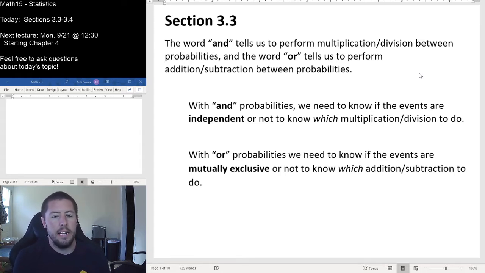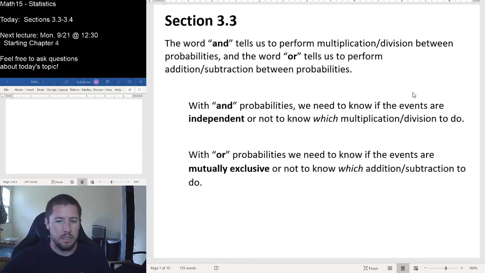When we discuss these and probabilities, we need to know if the events are independent or not to understand how we perform multiplication or division. When we talk about our or probabilities, we know we're going to do some form of addition or subtraction. To know which one to do, we need to know if these events are mutually exclusive or not, or overlapping or non-overlapping, which are other words associated with that. In general, there are keywords associated with each of these. For all the and probabilities, we have to make this determination of independence. For all the or probabilities, we need to determine the overlapping status between the two events.